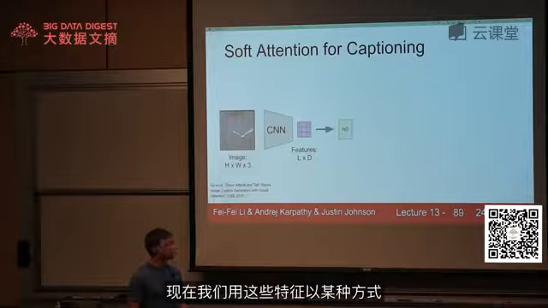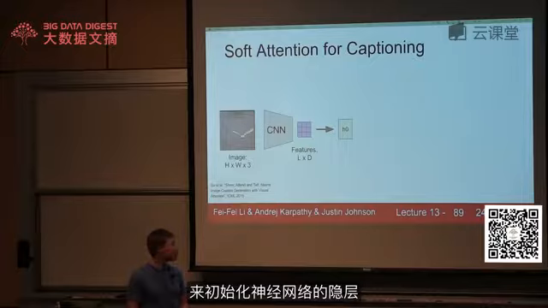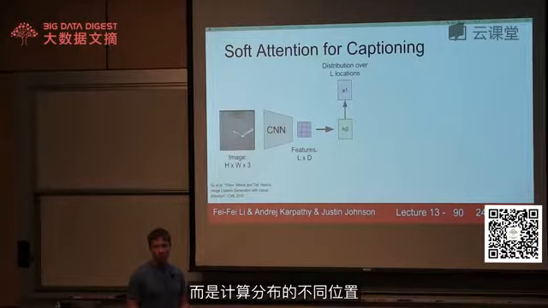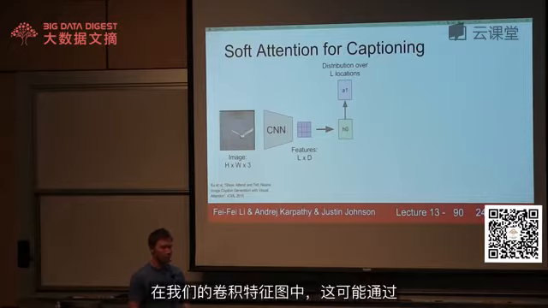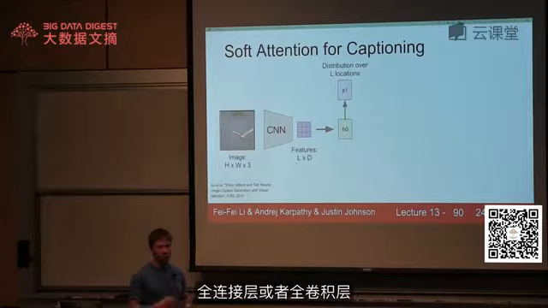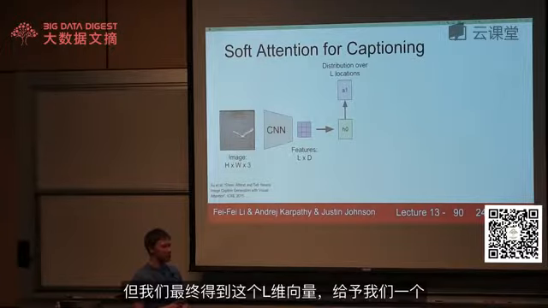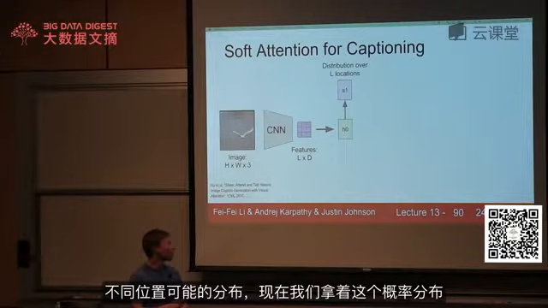Now, again, we'll use these features to initialize the hidden state of our network in some way. And now here's where things get different. We're going to use our hidden state to compute not a distribution over words, but instead a distribution over these different positions in our convolutional feature map. This would probably be implemented with an affine layer or two, and then some softmax to give you a distribution. We just end up with this L-dimensional vector giving us a probability distribution over these different locations in our input.